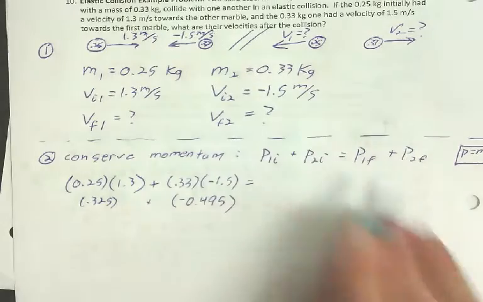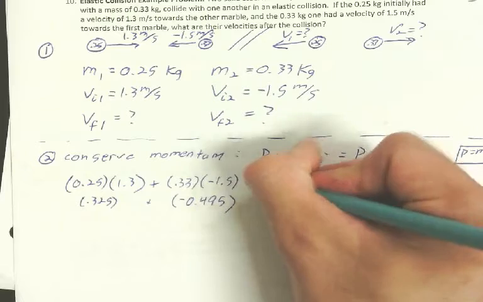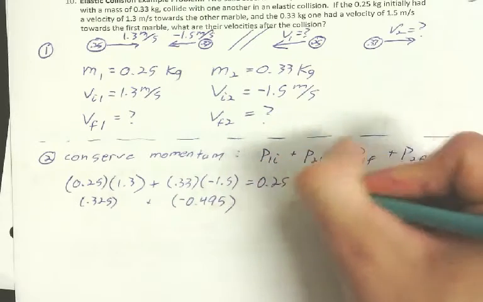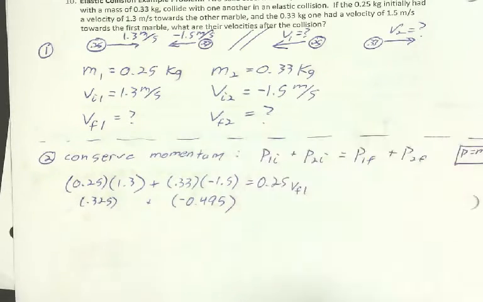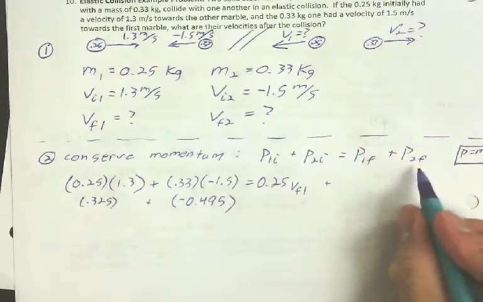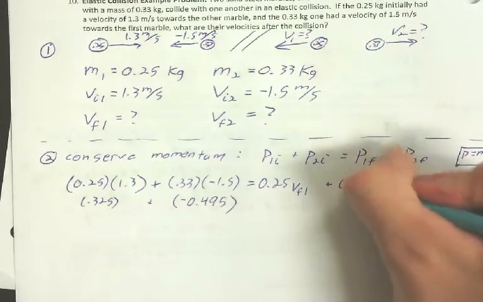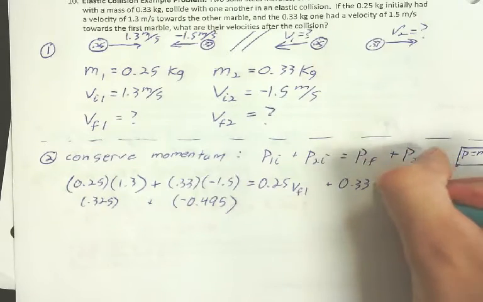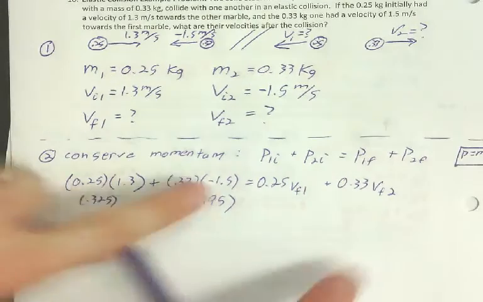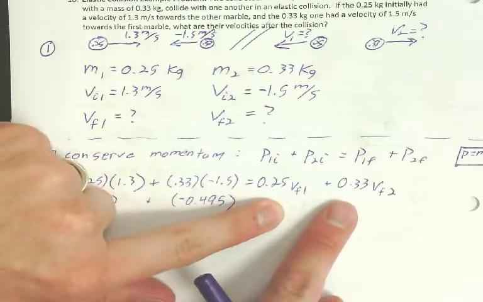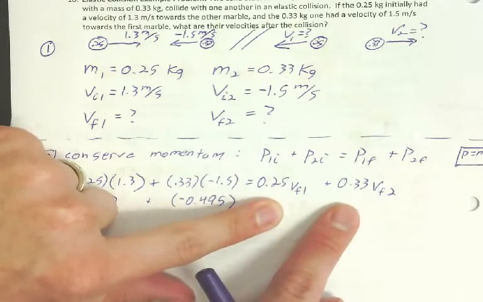Okay, final momentum of 1, mass times final velocity. Since I don't know what the velocity is, I'll just call it 0.25 v final for 1. And final momentum of 2, I don't know what that one is either, so it's just 0.33 times v final 2. Okay, you cannot combine these two. We did that before because they stuck together. If they don't stick together, you cannot combine them, so don't.